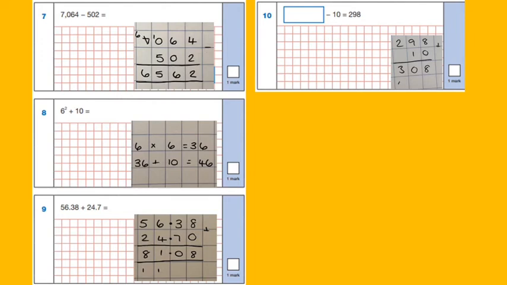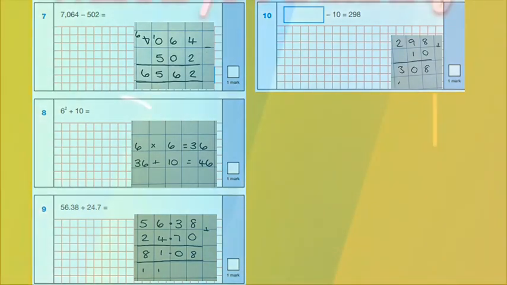And last but not least, number 10. So this is something subtract 10 is 298. So it's a mystery number question. Essentially, the answer that you give has got to be 10 more than 298 because you've taken 10 away to get the answer. So you're doing the inverse operation, which is adding 298 add 10 is 308.